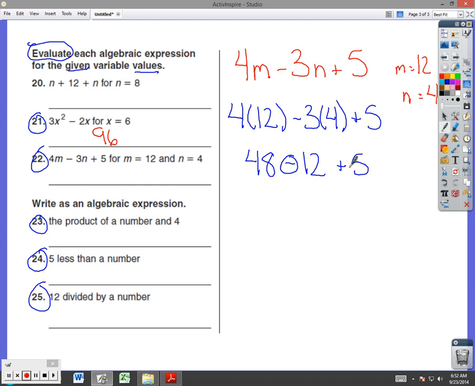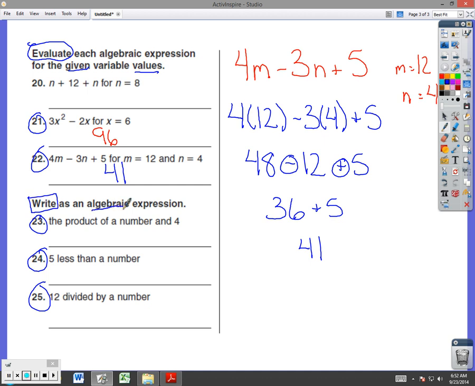PEMDAS, I have subtraction and addition left. PEMDAS says, when I just have subtraction and addition left, I do whatever comes first from left to right. So as I move left to right, like I read a book, 48 minus 12 is 36. 36 plus 5, well, 36 plus 4 would be 40, plus 1 more is 41. 41.